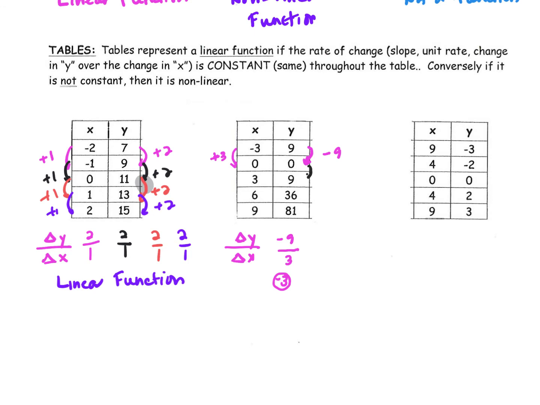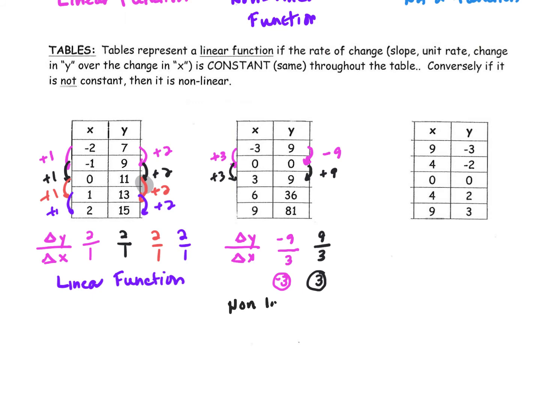Now we're going to try the second pair. We're going to go from 0 to 9, so we're going up 9, so we're adding 9, and from 0 to 3, we're going up 3. So our change is positive 9 over positive 3. But that would reduce to positive 3. So even though they look similar, they're not the same. It's not the same constant rate of change. Therefore, we can say that this is non-linear.